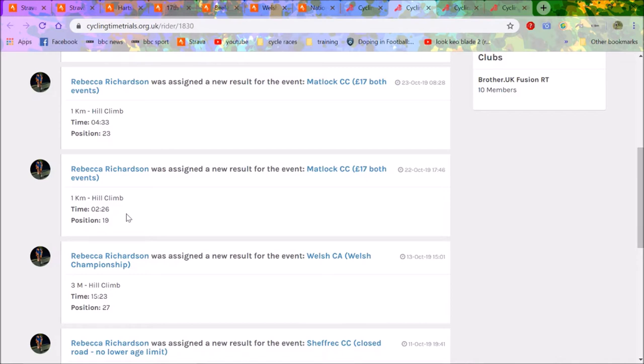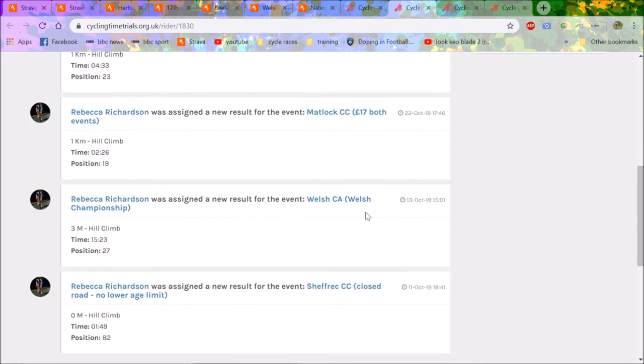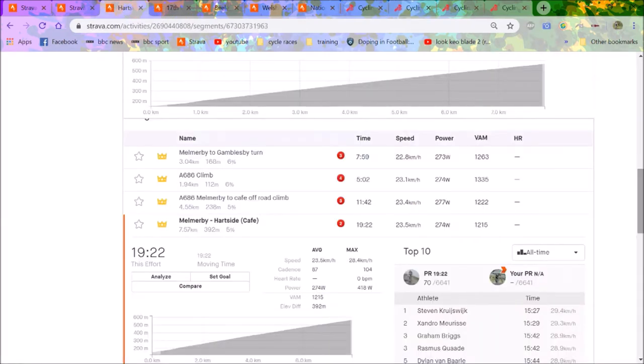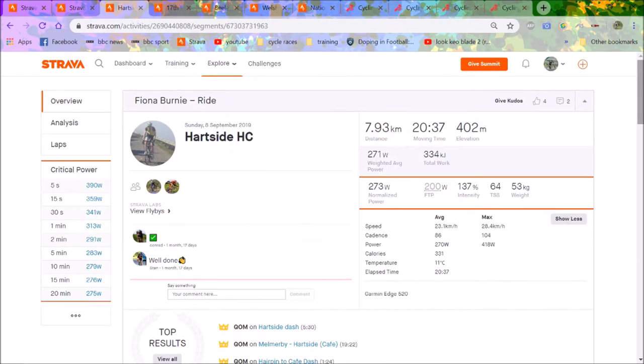Like, she came 27th in this, but won the women's race. So it's like, can we just not sort this out, please? It's really annoying. But anyway, it is what it is. CTT, yeah, they are what they are. Anyway, we're going to run through a couple of numbers of what people have been doing.